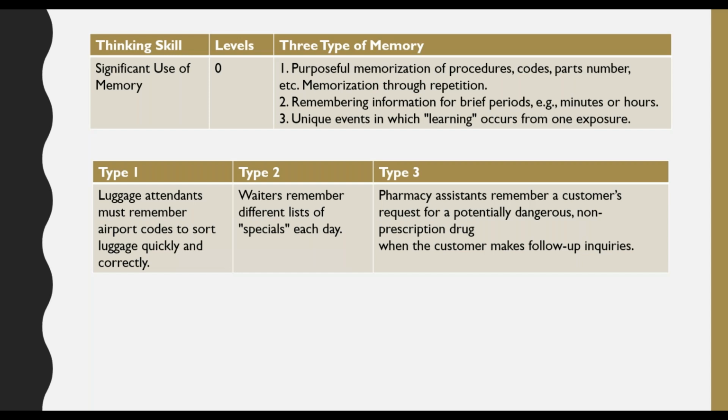With type 2, remembering something for a short period of time. This is a great example. Waiters remember different lists of specials each day. They remember it for the day, then they forget it because there's a new list the next day. And then the third one is a unique event type of memory. So it's like a one-off, but it's so unique that you remember it. And the example they give is pharmacy assistants remember a customer's request for a potentially dangerous non-prescription drug when the customer makes a follow-up inquiry. So it's a drug that maybe somebody wants to take, but it could be counterintuitive to something else they're taking, and the pharmacy remembers that when they come back and ask for that drug again.